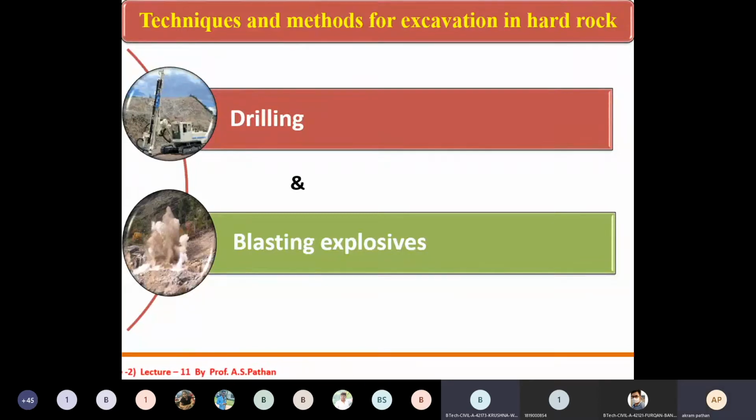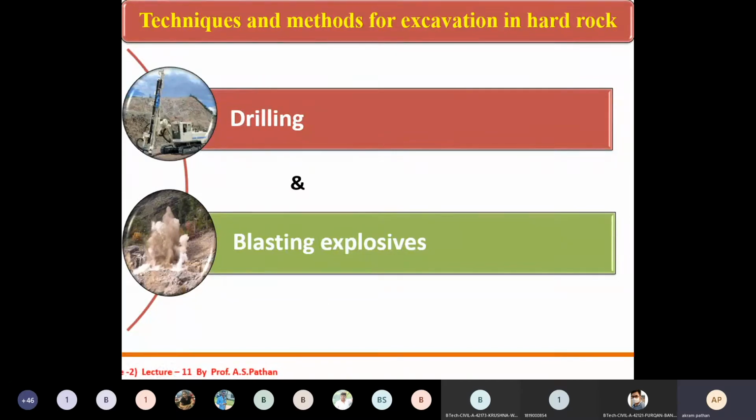No. I am asking, what is the definition of drilling? What do you understand by the term drilling, and what do you understand by blasting? You have seen drilling, you have seen blasting, right? So this is the picture. What is meant by drilling and what is meant by blasting?